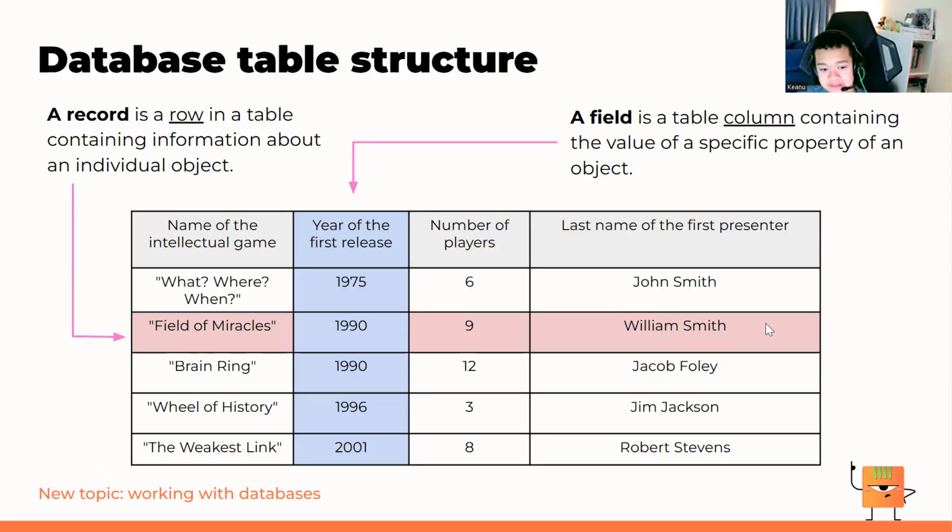Anyway, it's the same, it's your preference which one you want to say. For me, I usually just call them rows and columns. But we can also call it a record, which is a row in a table containing information about individual objects. We can also call the column a field, which contains the value of a specific property of an object. So basically, that's the explanation about the record and the field. Record is for rows, and field is for the column.